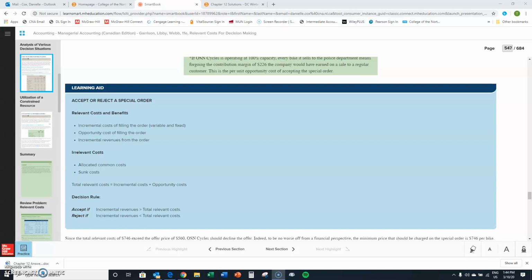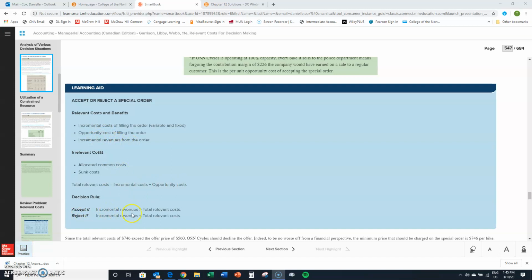Was that idle space, or idle capacity, I should say, or would you have been making something else and have to give that up in order to fulfill your special order? And we also have to look at the incremental revenues from the order. And again, irrelevant costs are going to be your allocated common cost and your sunk cost. So your relevant costs then are going to be your incremental cost, both variable and fixed, and your opportunity cost. And then we're going to compare that to the incremental revenues.